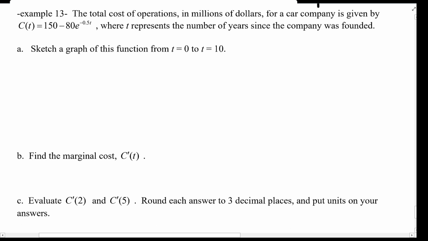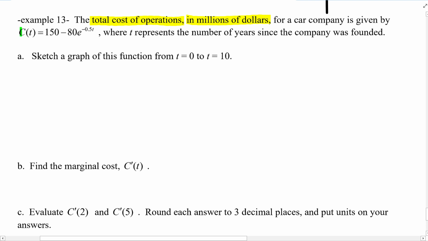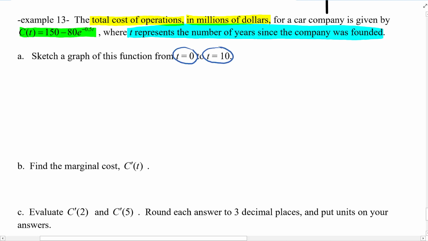I'm going to start off by highlighting some key information. I'm going to highlight where it says total cost of operations in millions of dollars in yellow. I'm going to highlight the function in green, C of t is equal to 150 minus 80e raised to the negative 0.5t power. And I'm going to highlight in blue where it says t represents the number of years since the company was founded. I'm also going to circle for part A where it says t equal to 0 and t equal to 10 because that's where I need to sketch my graph from those values.